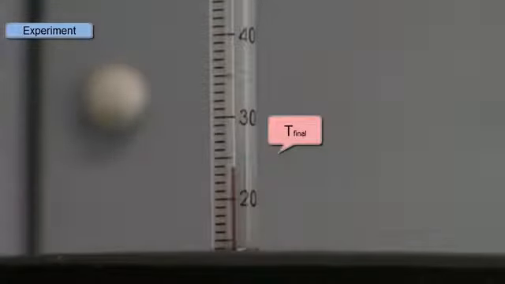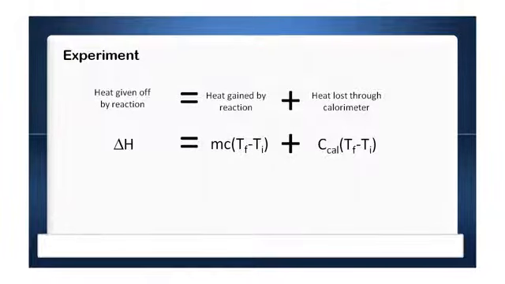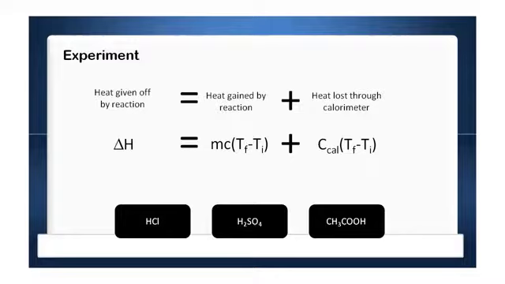So I now know my initial temperature, I know my final temperature, so I know how much heat was given off in the reaction. That, coupled with information about the calorimeter constant, I can work out how much heat was lost through the calorimeter plus how much heat was gained by the reaction. And the heat given off by the reaction is the sum of these two. We can repeat this for different acids. So for example, hydrochloric acid, sulfuric acid, ethanoic acid, and these will all give different results for different readings.